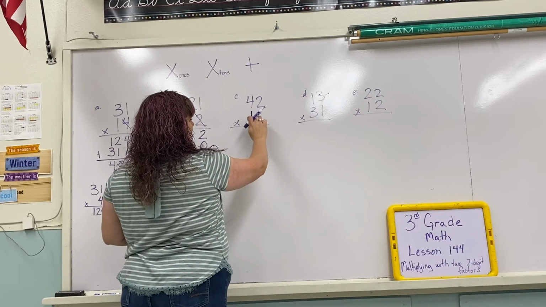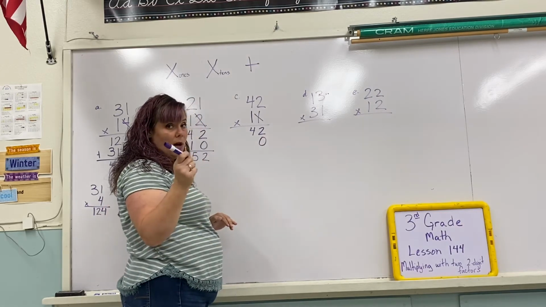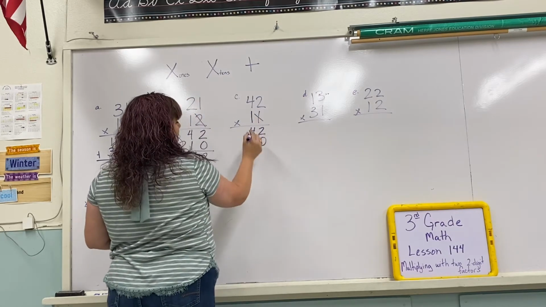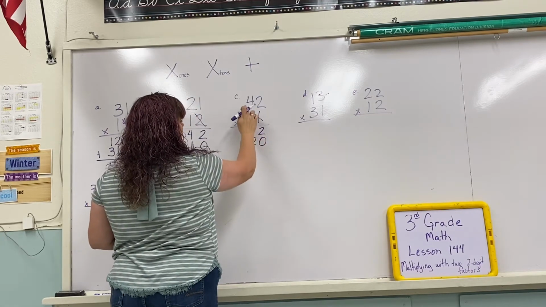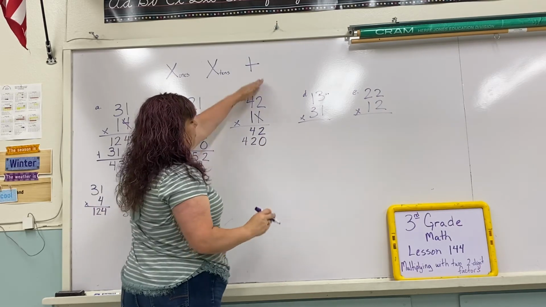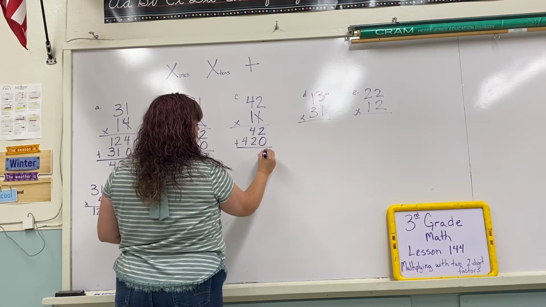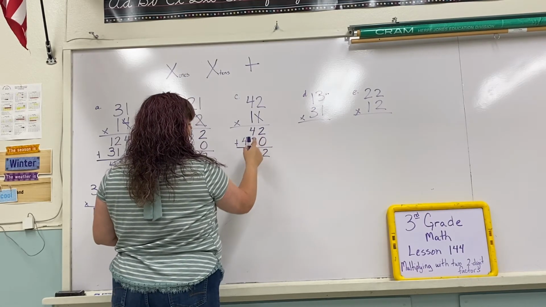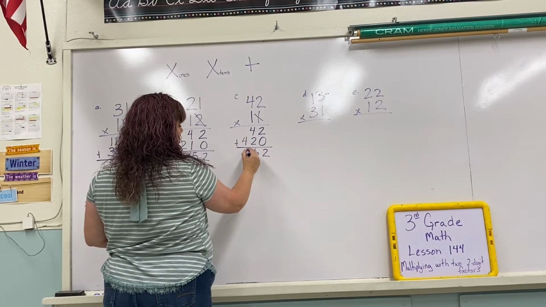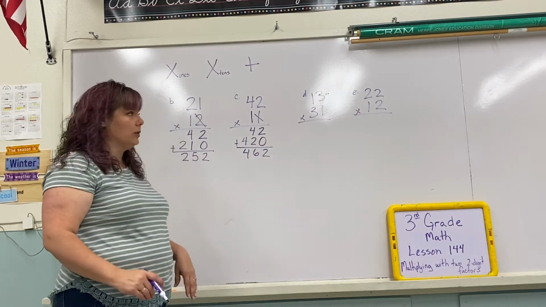Now we're going to multiply with our 10s. We need our 0 here because we don't have any 1s. So we've got 2 times 1 is 2. 4 times 1 is 4. Our last step, we're going to add them together. 2 plus 0 is 2. 4 plus 2 is 6. Nothing plus 4 is 4. And our answer is 462.